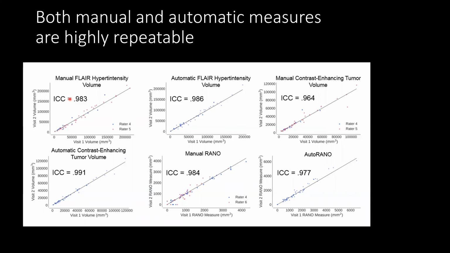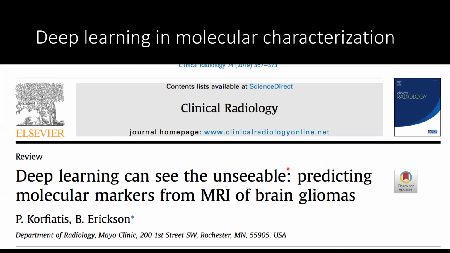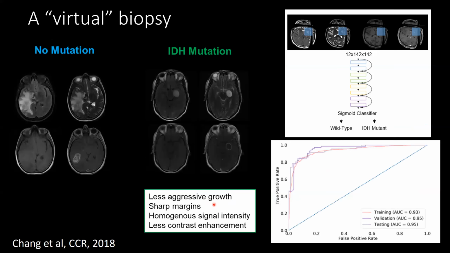Overall, the main takeaway from this slide is that both the automatic volume measurements and the Autorano are just as good, if not better, than the manual measurements we can perform when we assess inter-rater variability. I'd also like to say that a number of groups are working on deep learning approaches to predict molecular markers. Something we've done in the past is to predict IDH mutation status from the raw imaging.